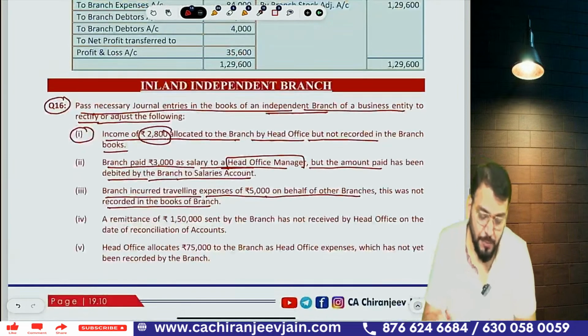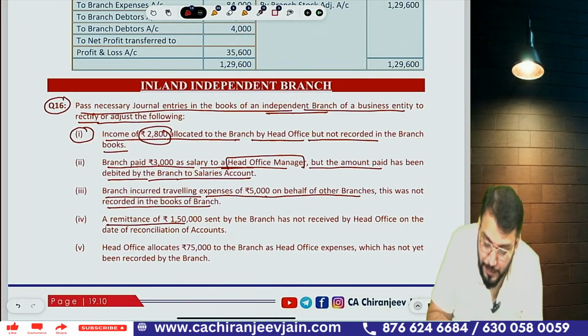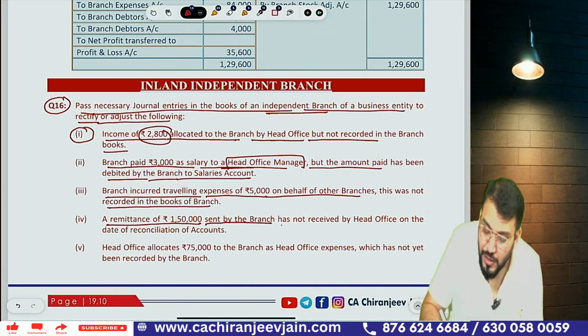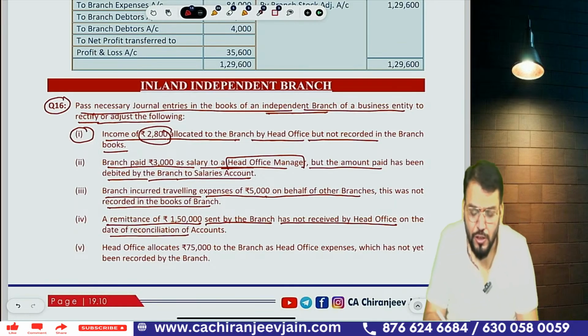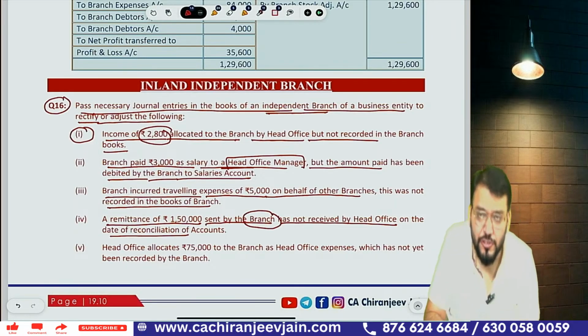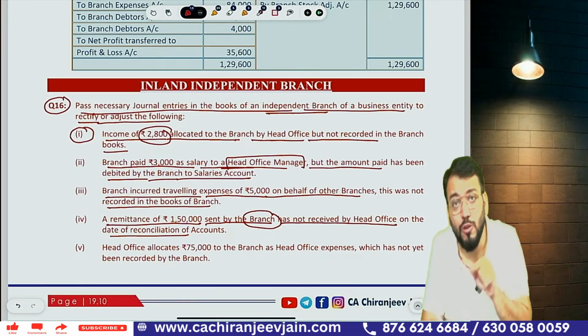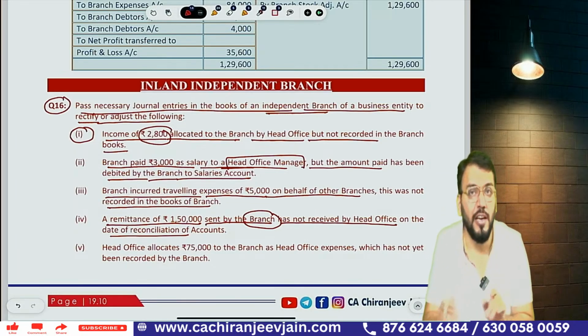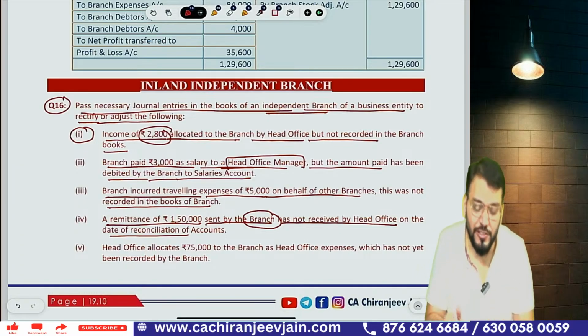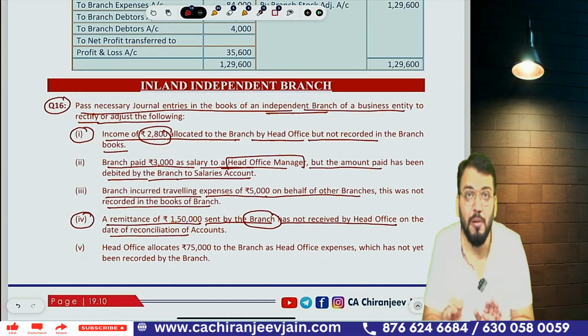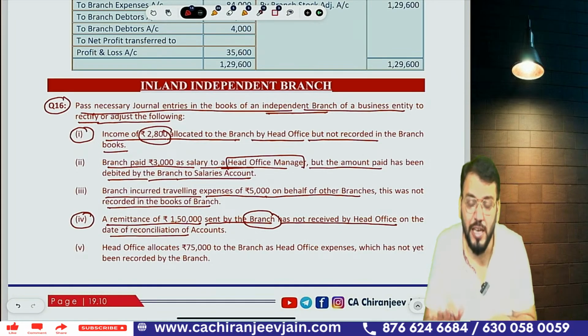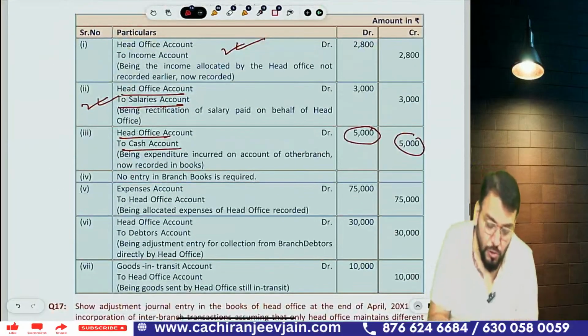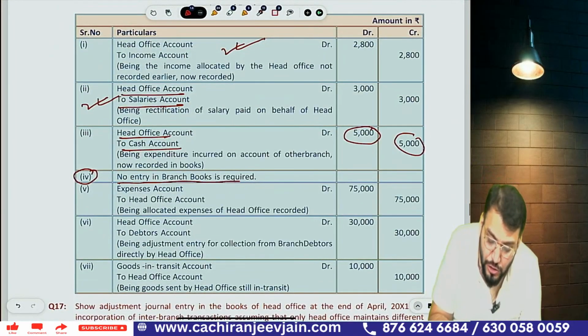Yes, sir. Now next point. A remittance of 1,50,000 sent by the branch has not been received by head office on the date of reconciliation. So again, this journal entry is already done by the branch but not received by head office. So head office will pass the reconciliation entry. Branch will not do any reconciliation entry. Therefore, for point number 4, in the books of branch, no journal entry.